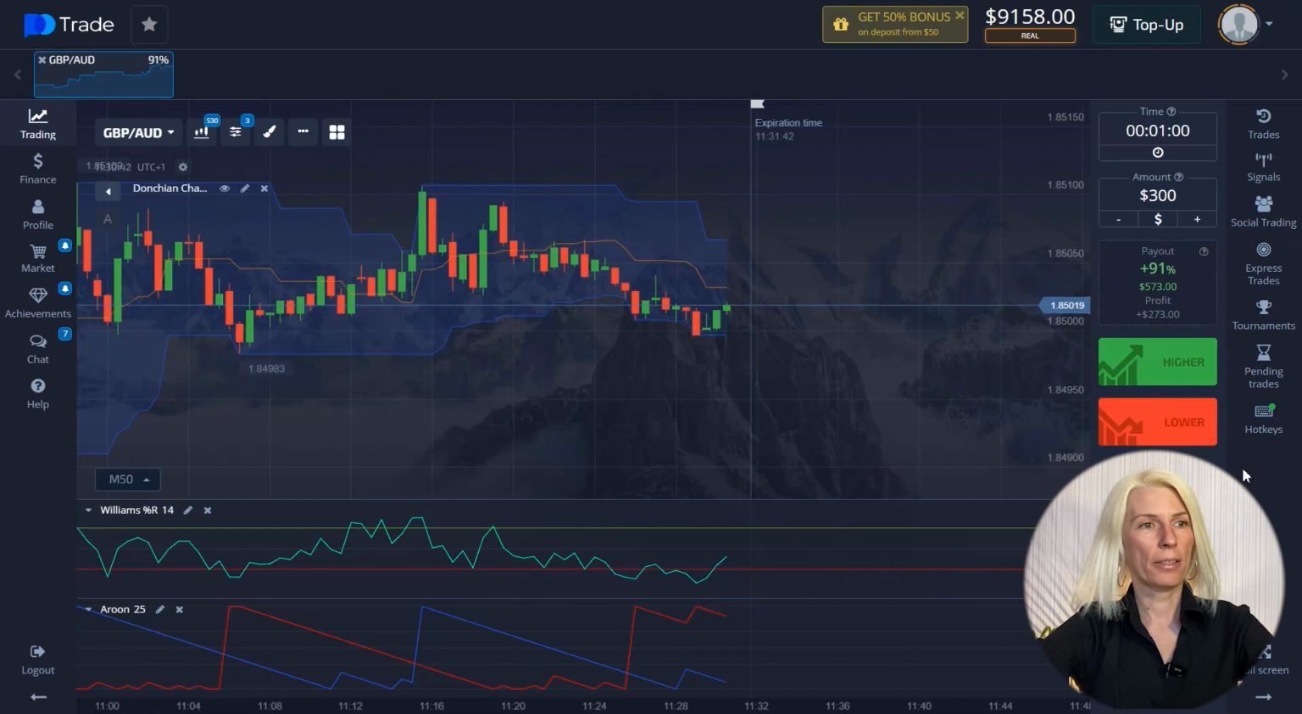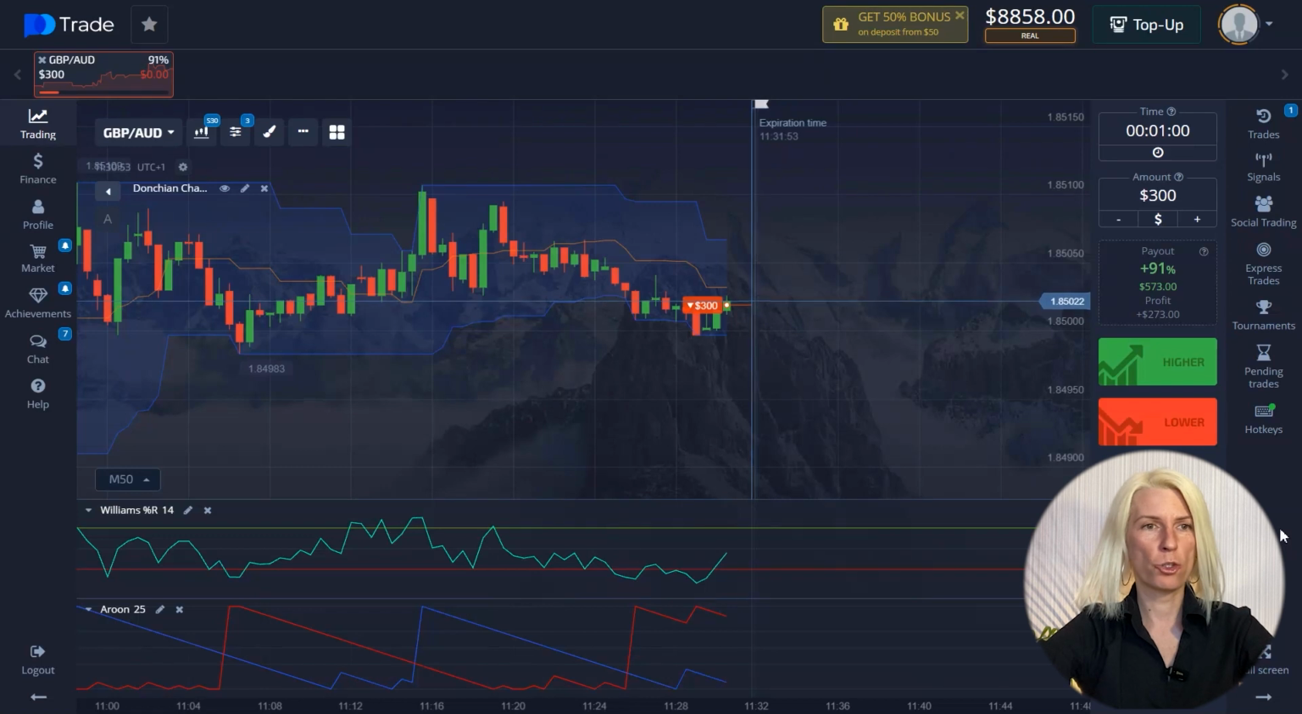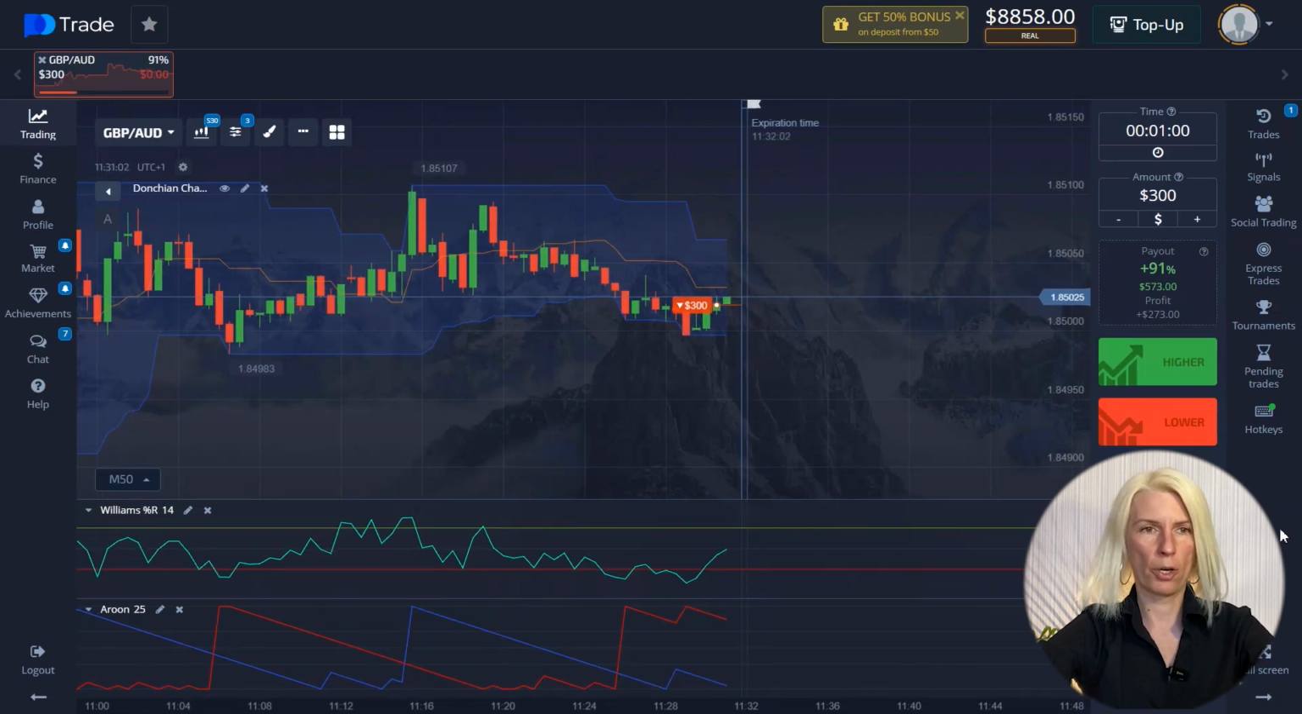I, again, despite the difference in signals, entered a down trade for 1 minute with $300. This decision was made based on signals from the Aroon. It had strong signals about a possible decline, but the Williams line, although it grew along with the price, still slightly deviated from the vertical movement, which could not speak of a strong signal for price growth. Watching the trade, I will continue the story.